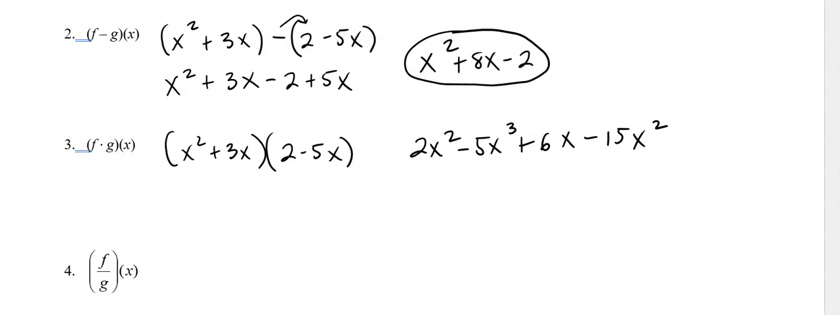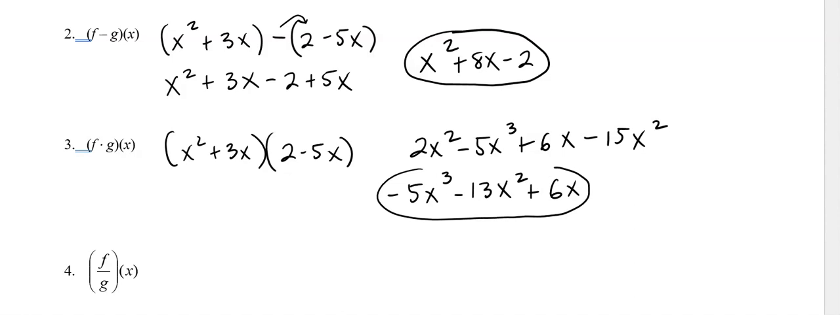And then combining like terms, when you write this expression in standard form, you start with the highest exponent for x, and that would be the x to the third term. I'm going to put the two x squared terms together. 2x squared minus 15x squared is negative 13x squared. And then I've got this lone x to the first term plus 6x, and there's the answer for number 3.